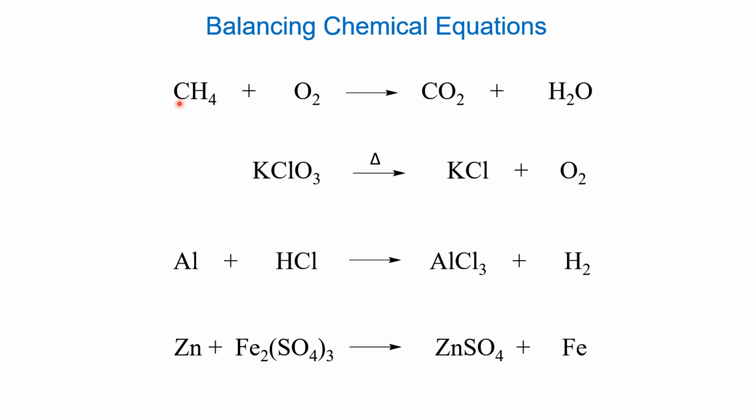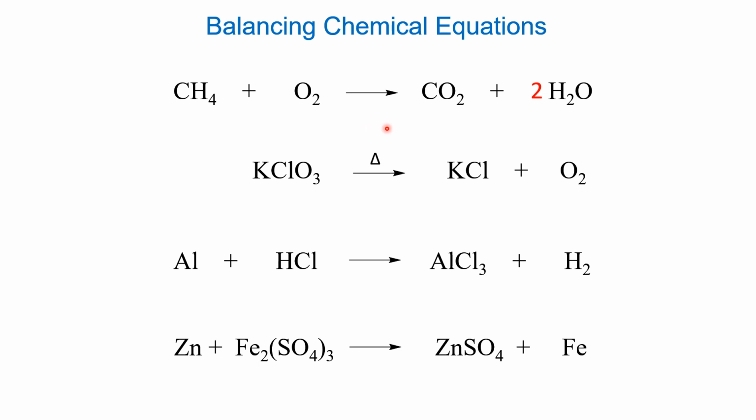So 1 carbon in the reactant. Look at the product, there's no carbon in water, so only carbon dioxide. So it looks like carbon, it's 1 atom at both sides, so that's already balanced. Look at the hydrogen, there are 4 hydrogen atoms. In the product, there are only 2 hydrogen atoms, so we need to change the coefficient to 2 from 1. Now we have 4 hydrogen atoms, 4 hydrogen atoms, that's balanced.